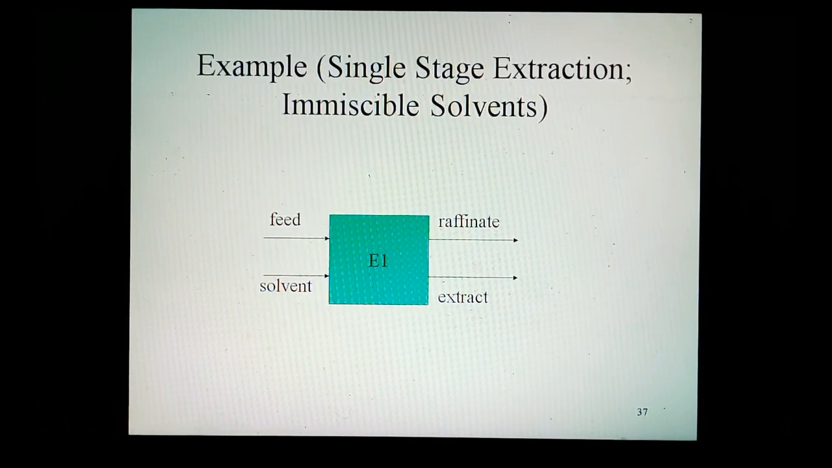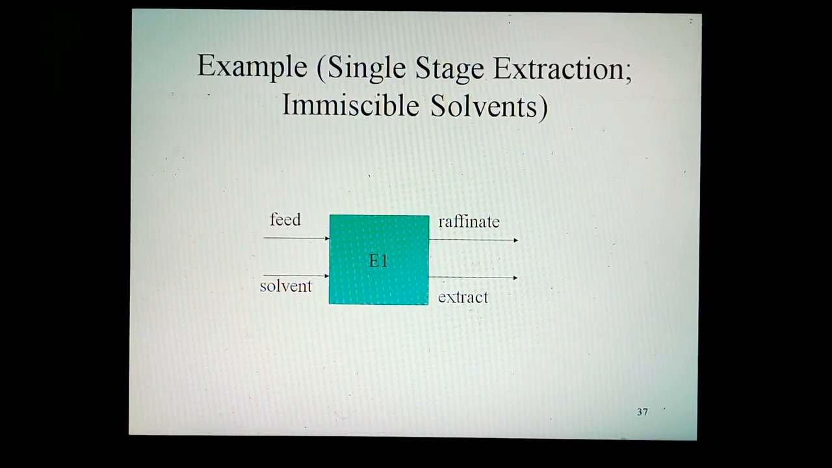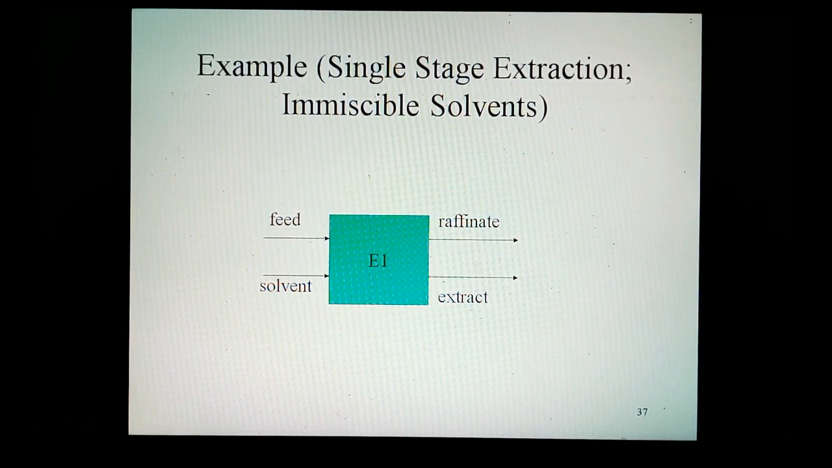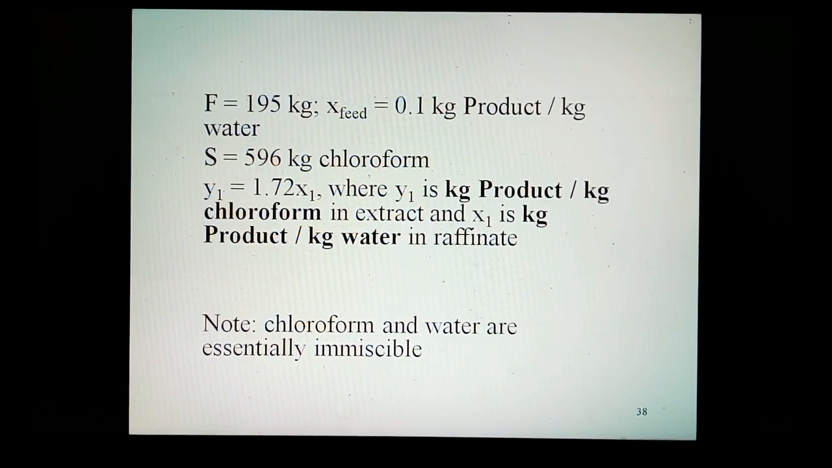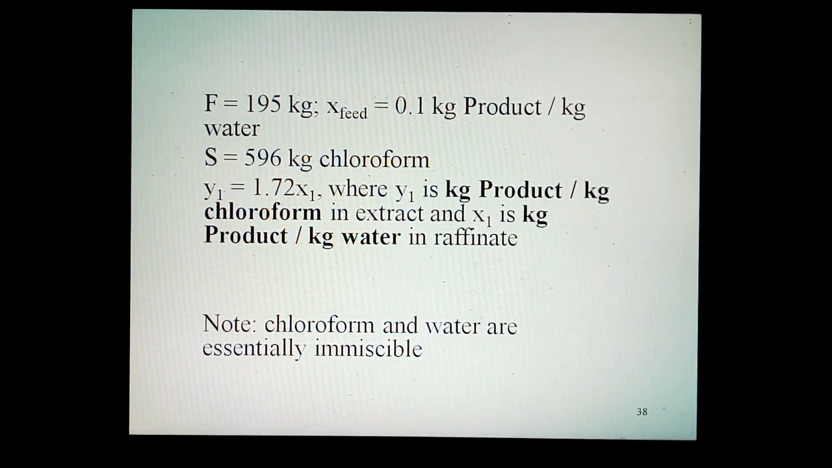Example of single-stage extraction. Immiscible solvent. F equals 195 kilograms, X of feed equals 0.1 kilograms product per kilogram of water. S equals 596 kilograms chloroform. Y1 equals 1.72 of X1, where Y1 is kilograms product per kilogram chloroform in extract and X1 is kilogram of product per kilogram water in raffinate. Note, chloroform and water are essentially immiscible.